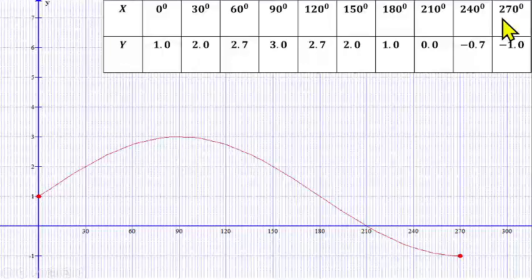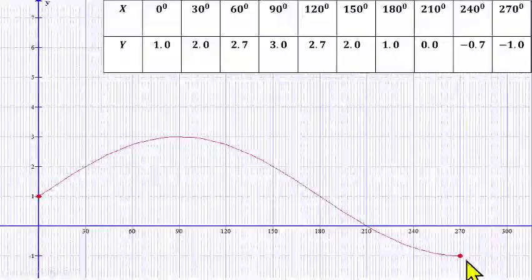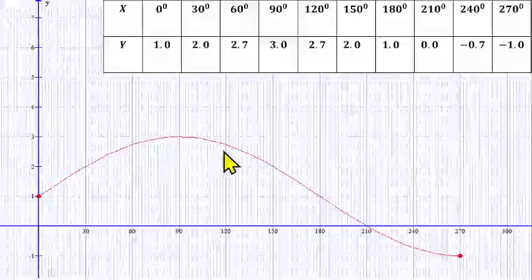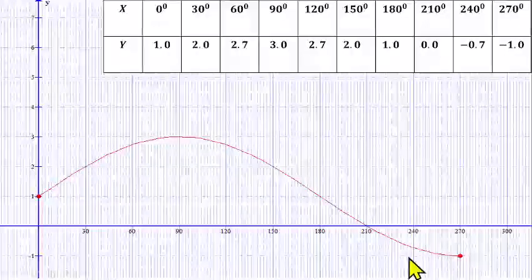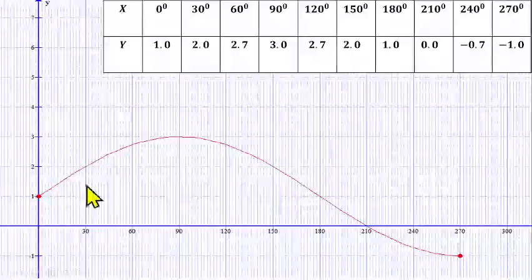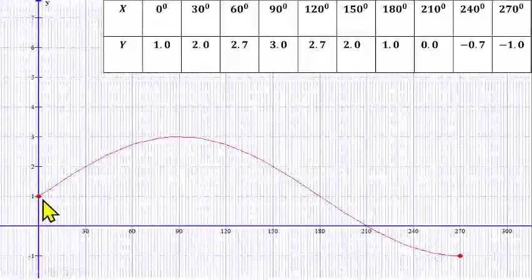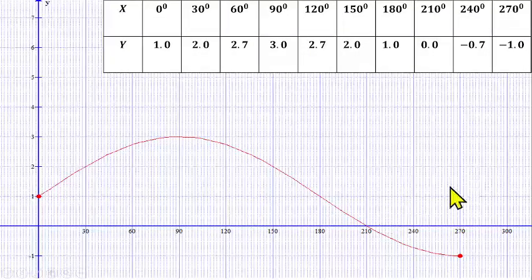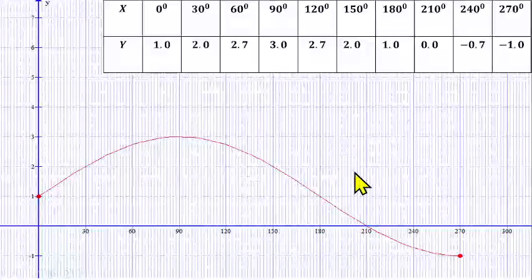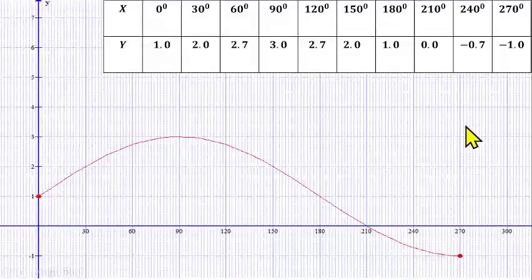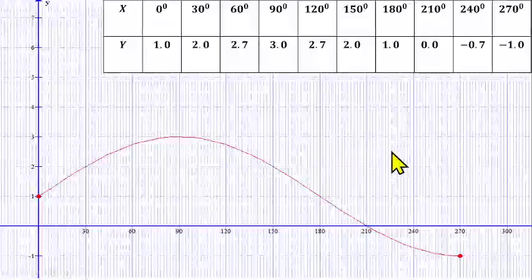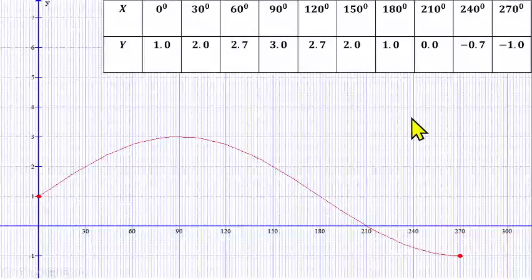Then when s is 270 degrees, y is minus 1.0, asterisk is here. So you now join these points together, and it will give us this periodic curve, which is the graph they asked you to draw. There are many things you can do on this. I'm going to make a video on graphs very soon, to enlighten us on how to go about this.